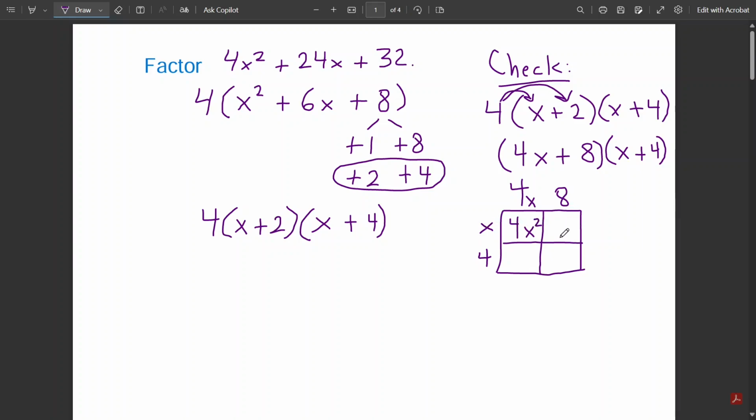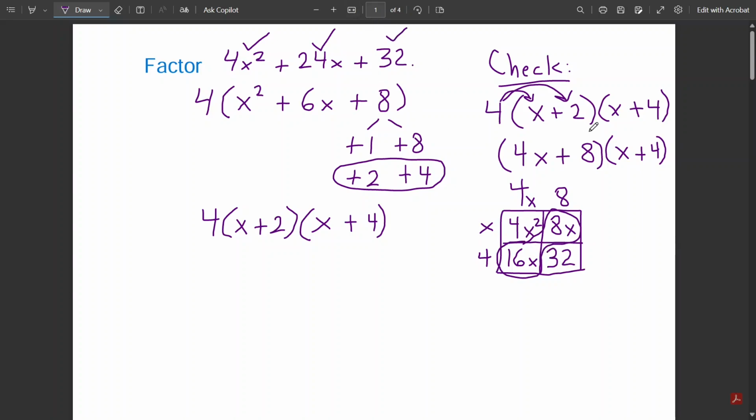x and 8 meet in this box, so we'll multiply them together and we'll get 8x. 4x and 4 meet in this box, so we'll multiply those together and we'll get 16x. And then 4 and 8 meet together here. We'll multiply 4 times 8 to get 32. Okay, so we've got the 4x squared that we started with here, so that checks. Then I look for my like terms. So 16x plus 8x, that's going to give me 24x. Okay, so that checks. And then we've got the 32 here.